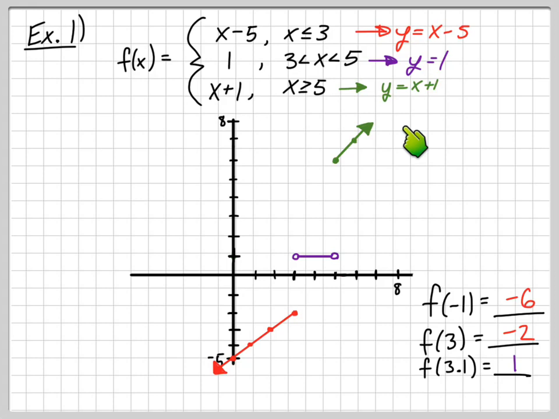So that y equals 1 line says no matter what x equals on this interval between 3 and 5, whether it's 3.1 or whatever it is, y is going to be 1.